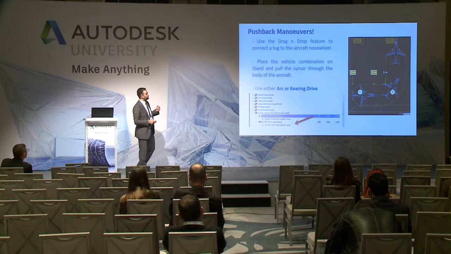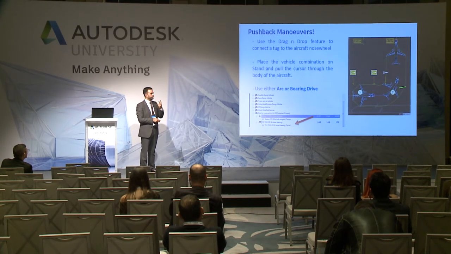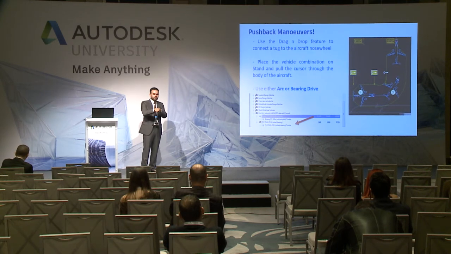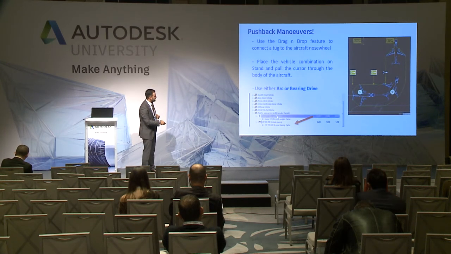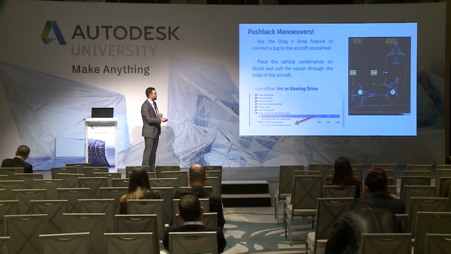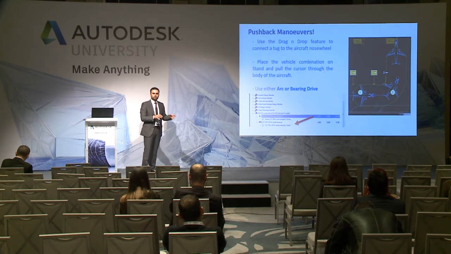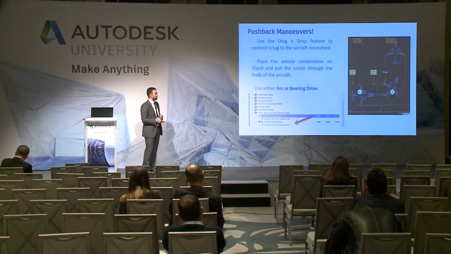And definitely with the pushback maneuvers, because this one entails two vehicles. We have the airplane, and we have this small vehicle that attaches to the back or the front of the airplane and moves it backwards. So you have two different vehicles attached to one another, and these are already available in the library as well. This is where we use another way of driving those vehicles called arc or bearing drive. Once you try the tool, you will be able to know the difference of each.